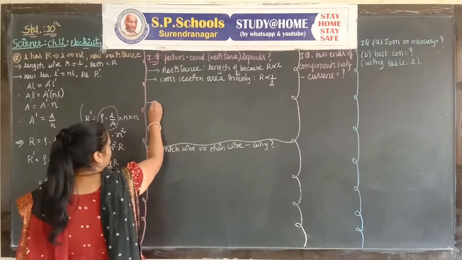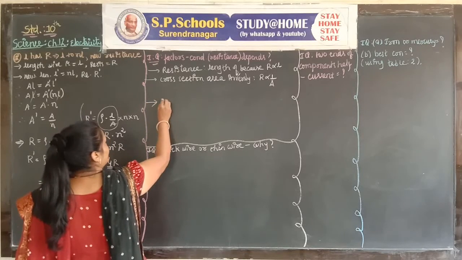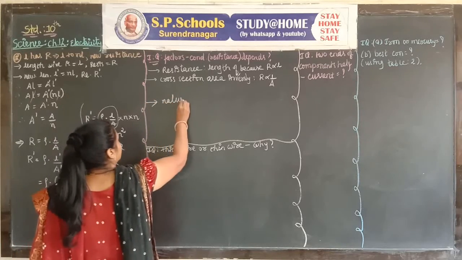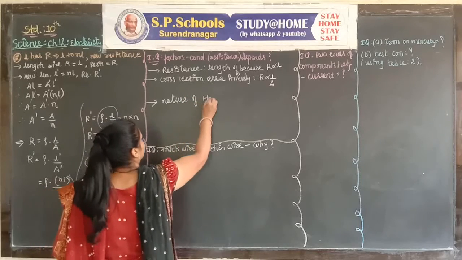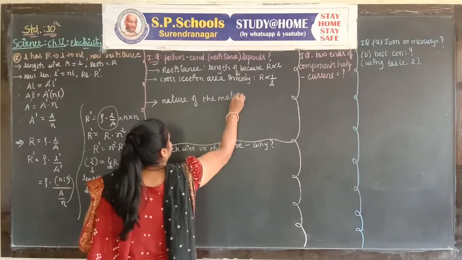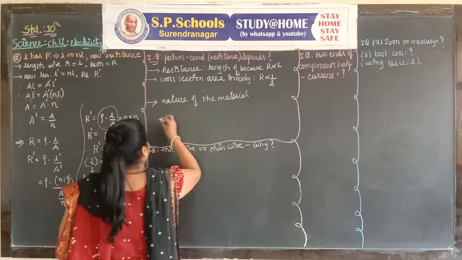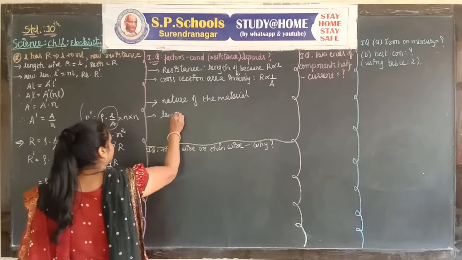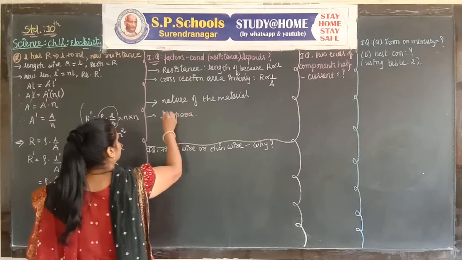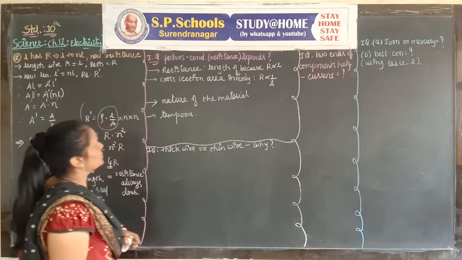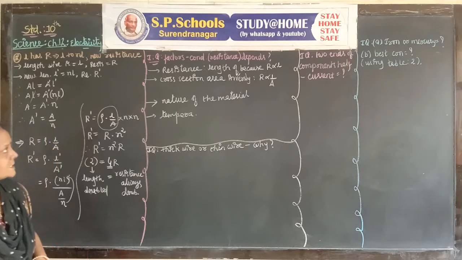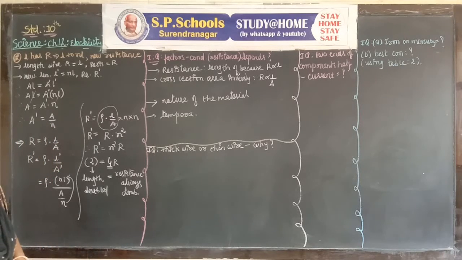In other cases, it depends on the nature of the material and temperature. So the resistance of conductors depends on mainly 2 factors, and subsidiary factors are the nature of the material and temperature.